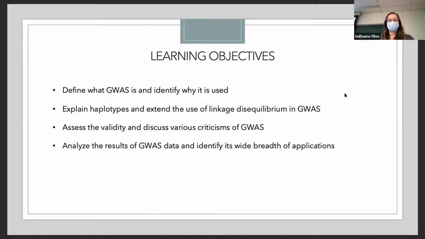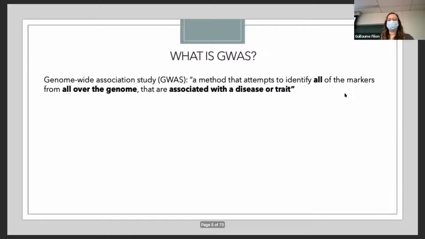So let's get started with our first topic: what is GWAS? The name is Genome-wide Association Study. Let's break it down to understand what it is. Genome-wide means quite literally all over the genome, and association means some sort of correlation between different variants along the genome and some disease, trait, or phenotype. So we're trying to look across the whole genome and identify all the markers that might be associated with a certain phenotype. That's the general definition of GWAS.